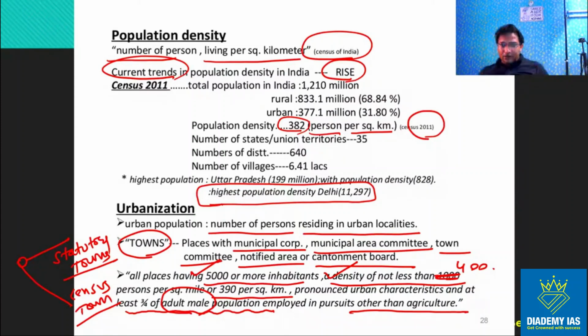So the number of people who are living either in statutory town or in census town, both of them combined as a percentage of total population, that is basically called urbanization, right?